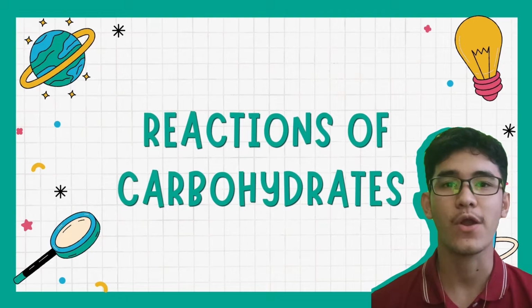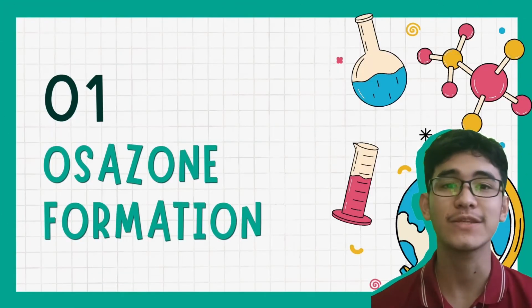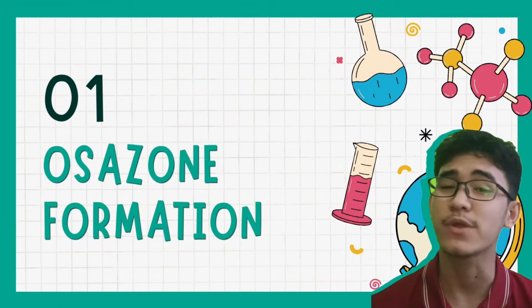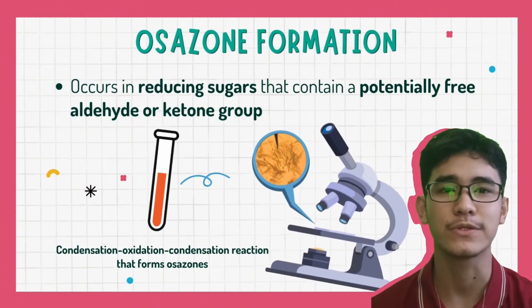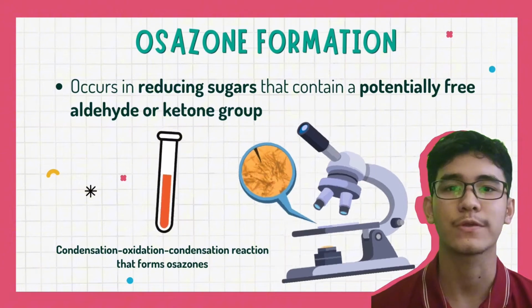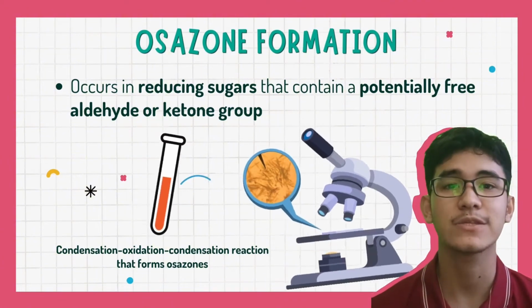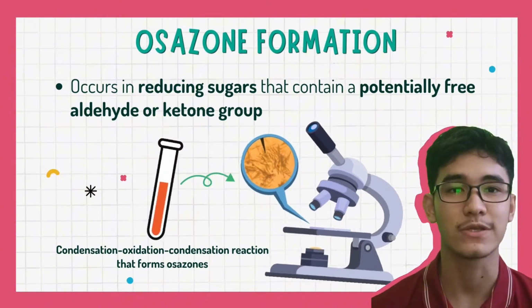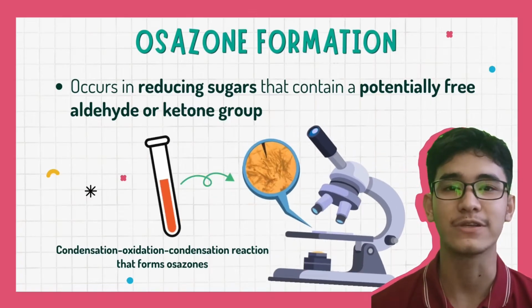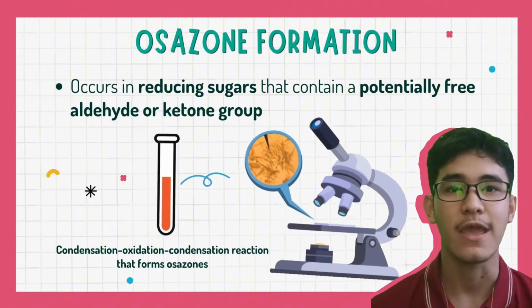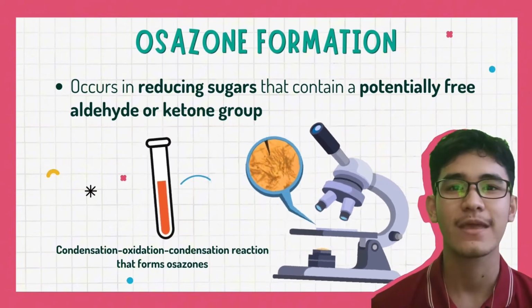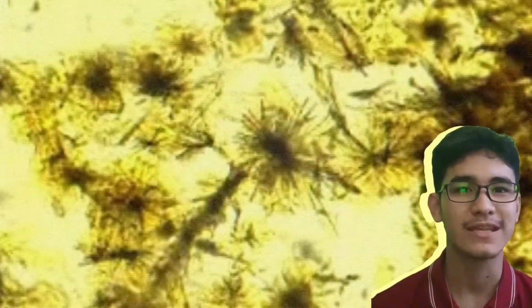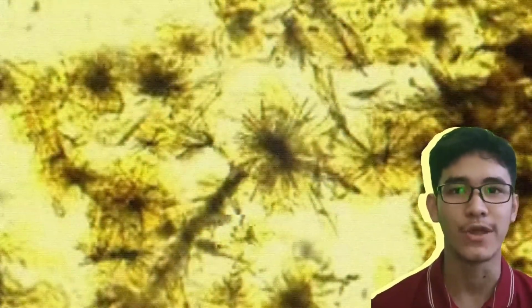So the first reaction of carbohydrates that we'll be tackling is osazone formation. But what does this reaction entail? We'll take a look at this crystal. This is probably familiar to you as you performed this already in the laboratory. Osazone formation is a reaction that occurs in reducing sugars that contain a potentially free aldehyde or ketone group. As you can see, a condensation reaction is involved, and the end product would be the formation of osazones. These can easily be identified when viewed under a microscope.